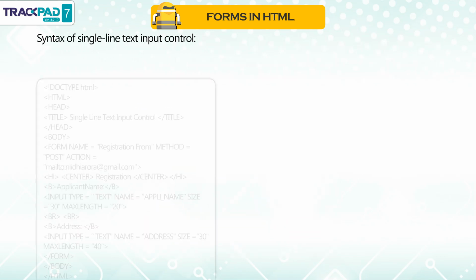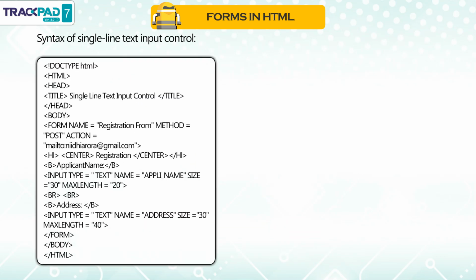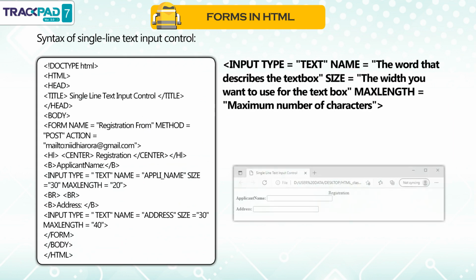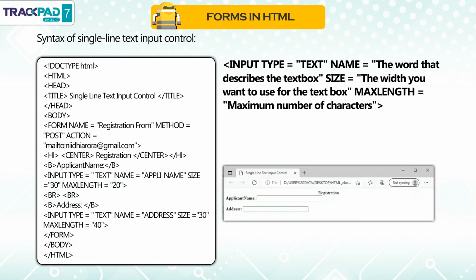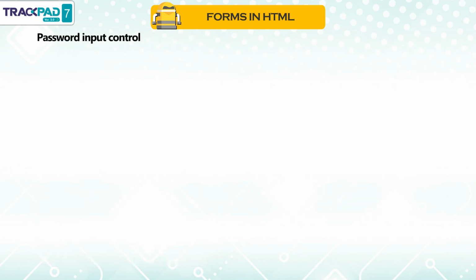Syntax of single line text input control. Input type equal to text, name equal to the word that describes the text box, size equal to the width you want to use for the text box, max length equal to maximum number of characters. Write HTML codes for creating a single line text input control.